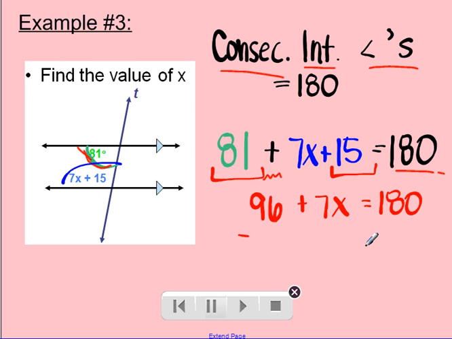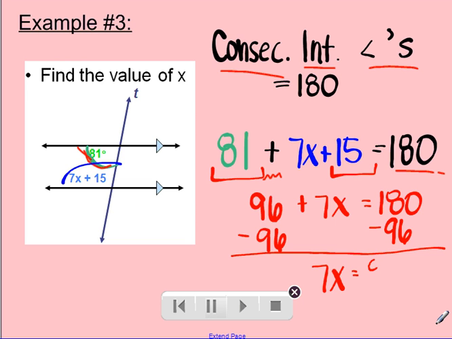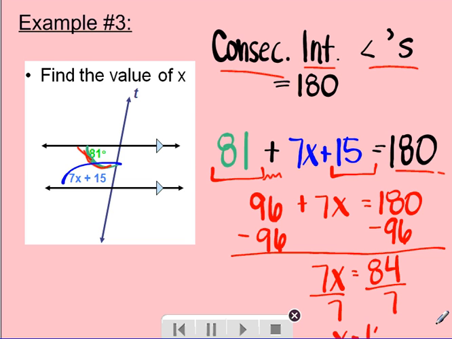This is simply a two-step equation. You guys are really good at solving these now. Subtract 96 from both sides, giving you 7x equals 84. And we can find out what x equals by dividing by 7. And we get x equals, sorry, it's kind of hidden, x equals 12.